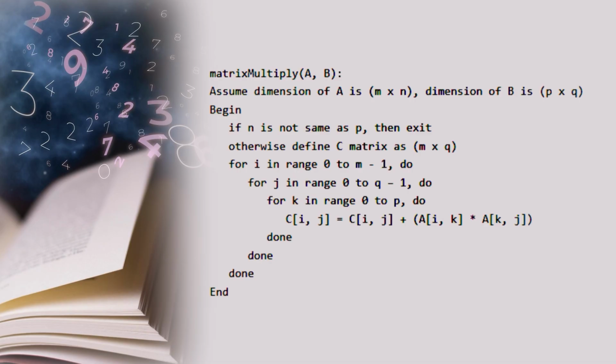For k, what will be the range of k? That is the innermost loop, that is k. The k value will go from 0 to p. You can see it will go from 0 to n also, because n and p both are equal. That's why I have written the range 0 to p. And what do you have to do?